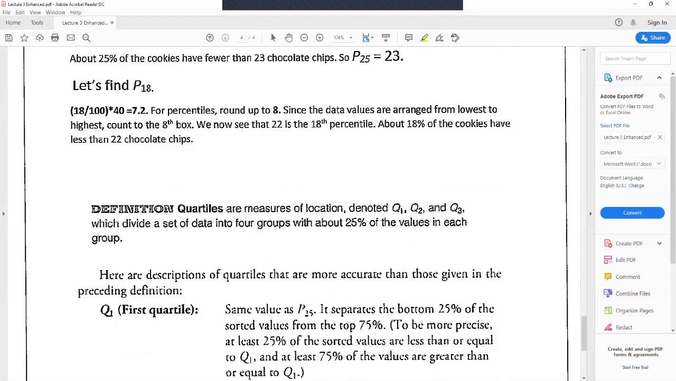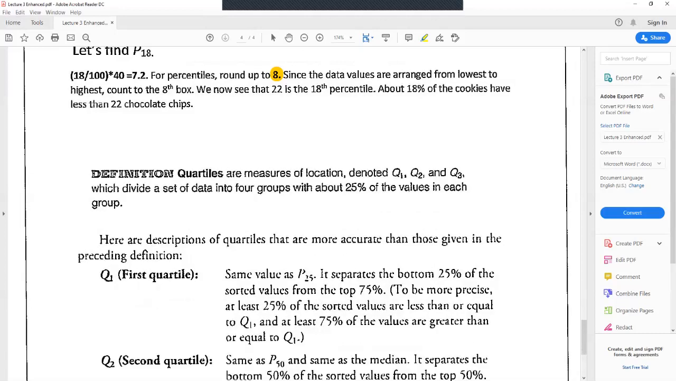For the video, I'm not going to go into great depths on how to find percentiles. For example, if you want the 18th percentile, going back to the cookies, you simply take 0.18, which is 18% of the 40 cookies. That would give you 7.2. And for percentiles, we would round up to 8, and so on. I'll leave that to you.